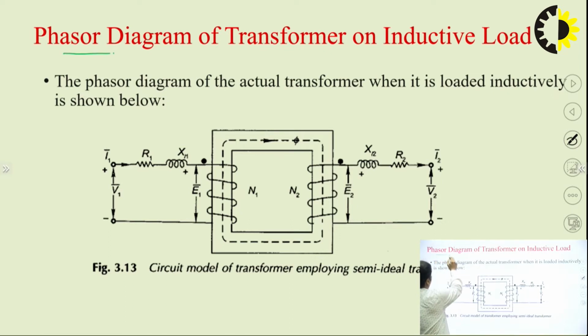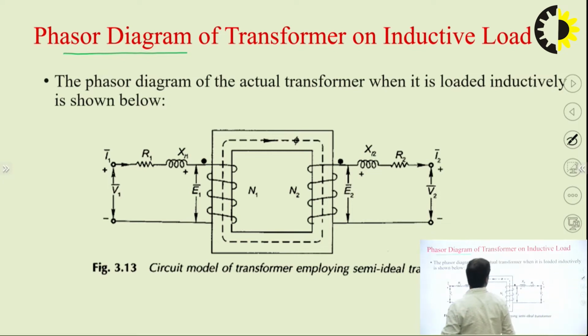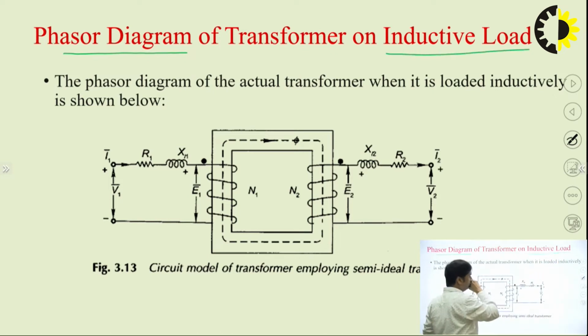Now, next is the phasor diagram of the transformer. To understand the transformer properly, we have to understand the phasor diagram, how we can draw it depending upon the primary and secondary or the load conditions. So in this slide, first of all, we take the inductive load. We know that with an inductive load, the current will lag the voltage by a certain angle.